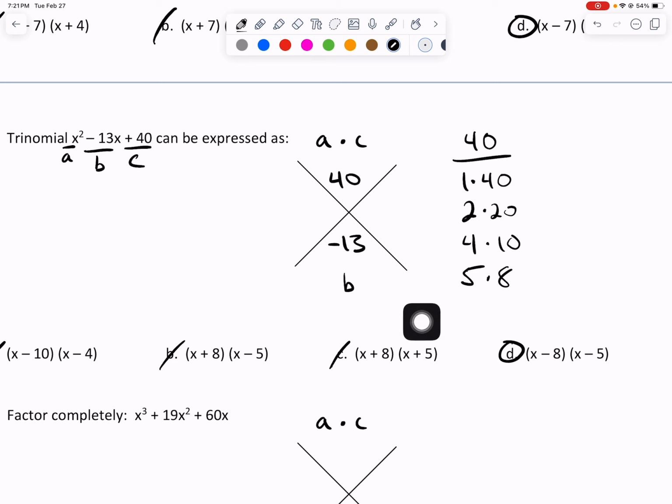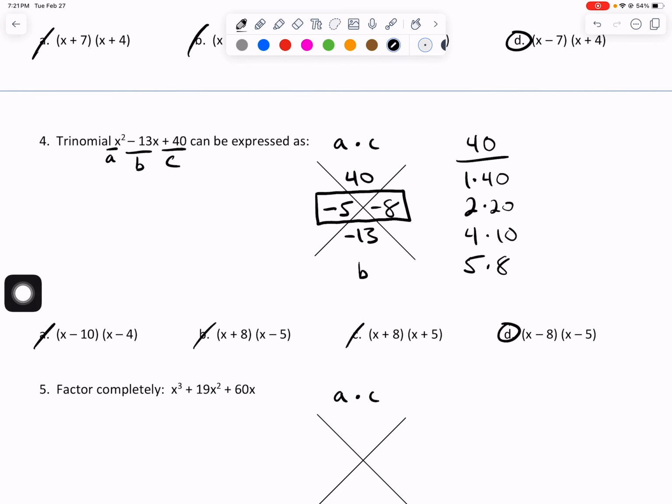But I'm looking for a negative 13. If I did negative 5 and negative 8, when we multiply those two, we get the positive 40, and negative 5 minus 8 gives us negative 13, making D again our best answer choice. So just showing you that, guys.